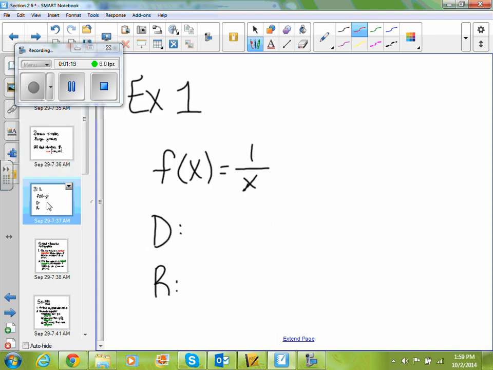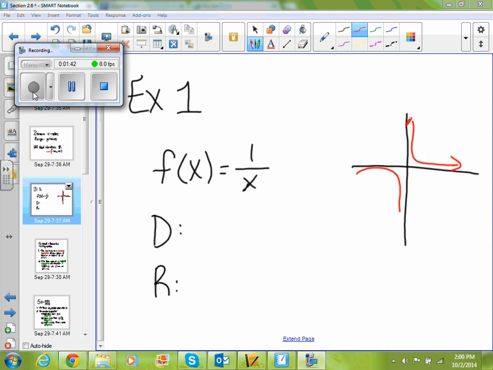Okay, so as I said, we're going to go over functions with domain and range. So we need to graph that function in our graphing calculator. So go ahead and get your graphing calculators out and graph the function 1 over x. Okay, so we should get a function that looks something like this. Okay, that's our 1 over x function.